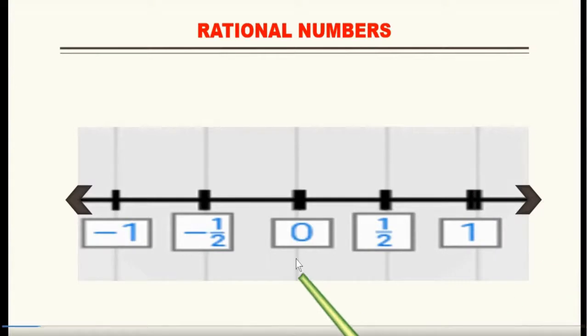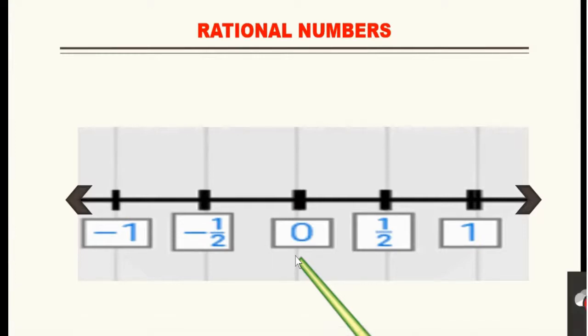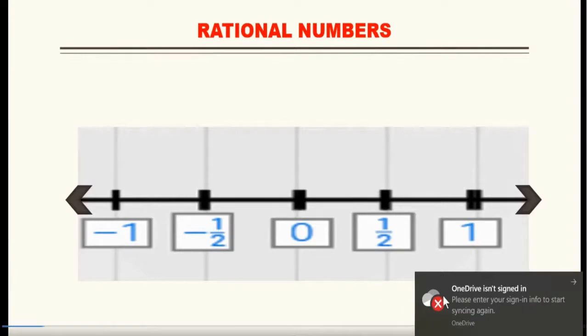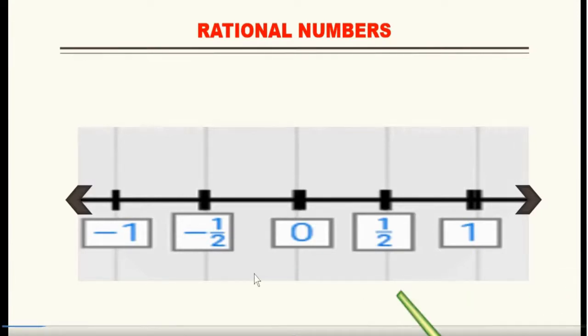Let me clarify certain concepts. What does 0 represent? 0 represents the whole number. What do 1 and minus 1 represent? 1 is a positive integer and minus 1 is a negative integer. What do half and minus half represent? Half is a positive rational number and minus half is a negative rational number.